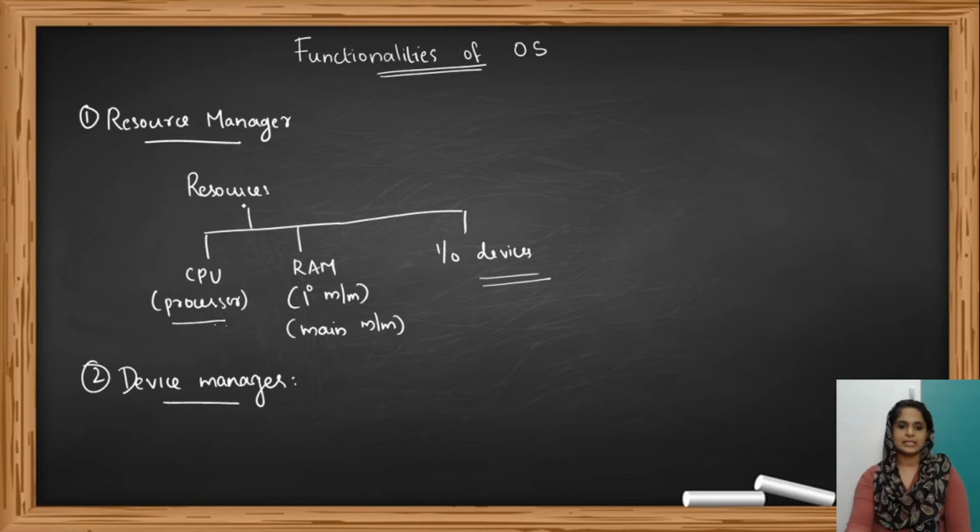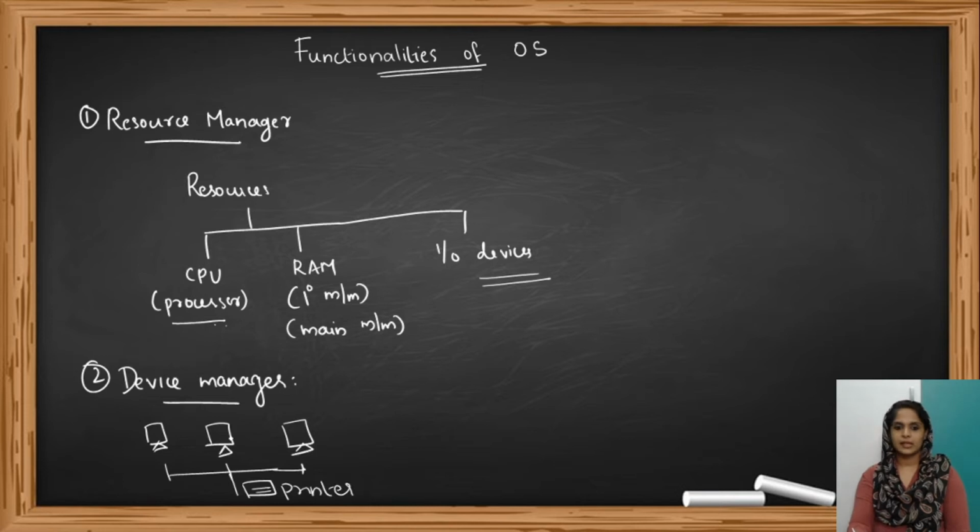Let's take one example. There is an office and in that office room so many computers are there. Suppose that there are 3 computers. That means 3 users are there and all these 3 users are sharing one printer. This is our printer.